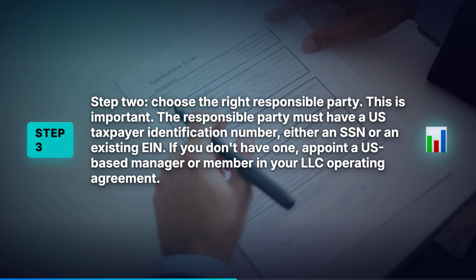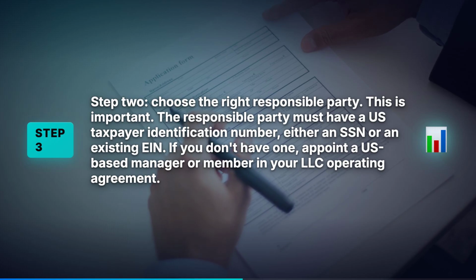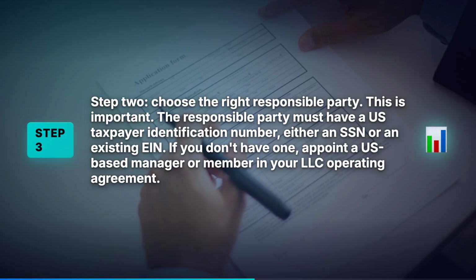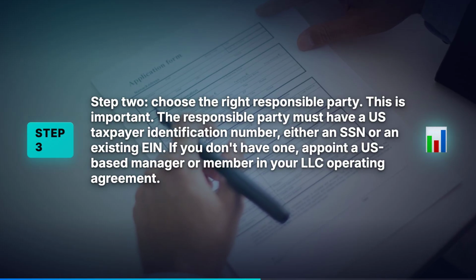Step 2. Choose the right responsible party. This is important. The responsible party must have a U.S. taxpayer identification number, either an SSN or an existing EIN. If you don't have one, appoint a U.S.-based manager or member in your LLC operating agreement.